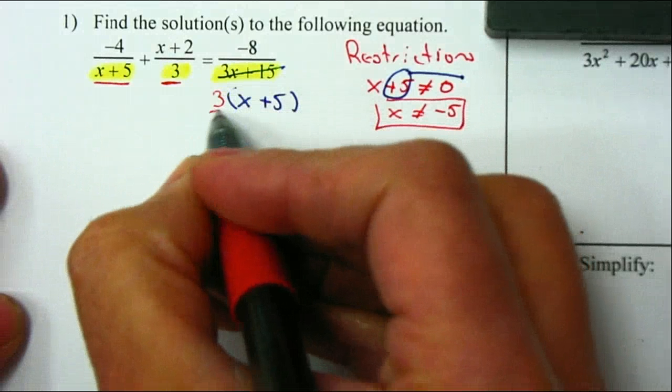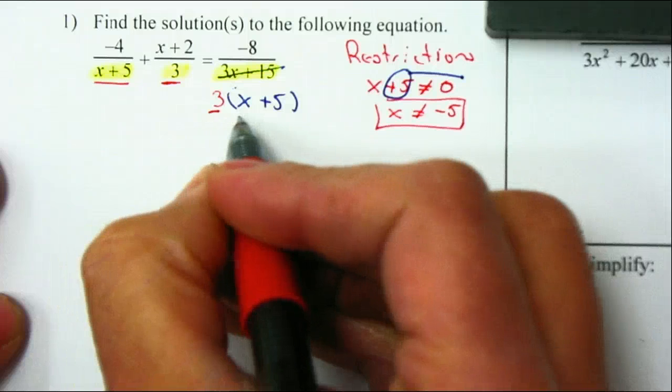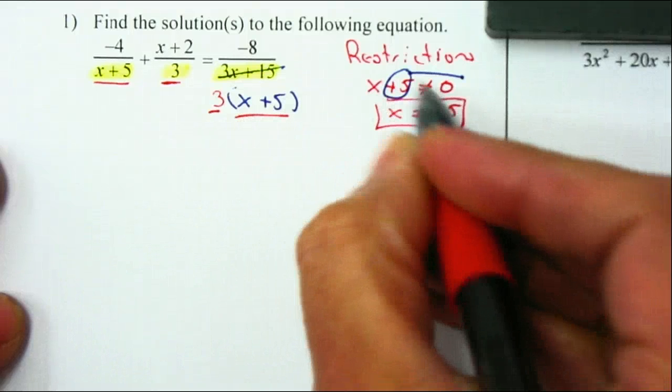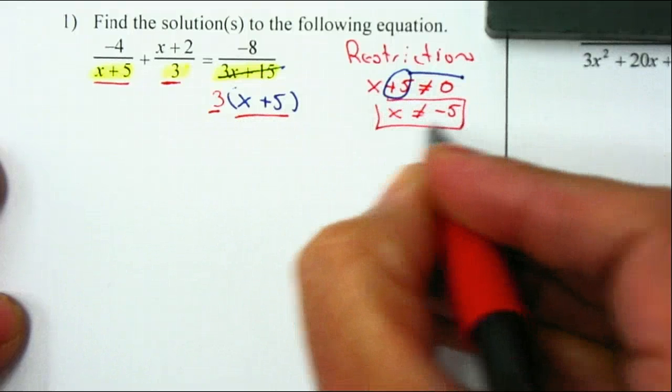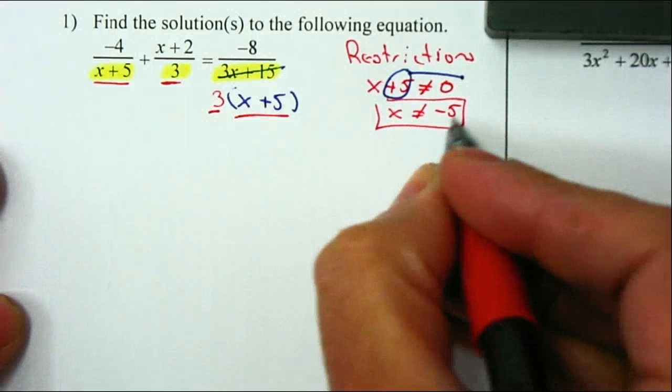And on the next one, we have a 3 and an x plus 5. The x plus 5 is already taken care of. So the only restriction that we have is that x cannot be equal to negative 5.